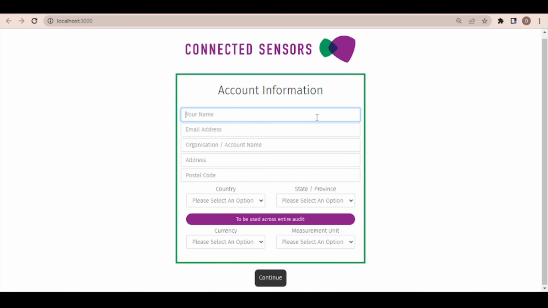You'll be starting off by putting in the name of the person filling out the audit and the email address that you want the summary to be sent to. This field will be the company or person associated with the property.